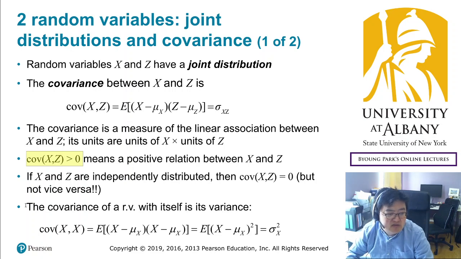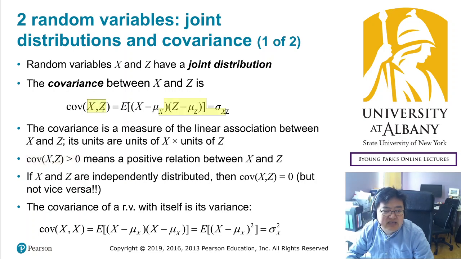And it's interesting to see the covariance. If you try to calculate the covariance of x and x itself, or you may think that you define a random variable z, exactly the same random variable as x. So z equals x. That's your definition. Then what is the covariance?